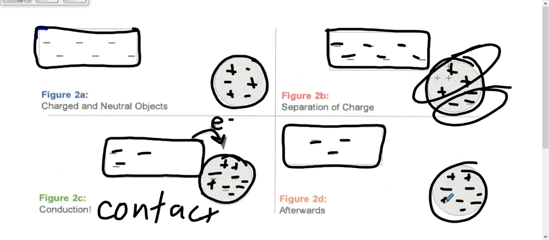So if we count them, there were 3 positives and 3 negatives. Well, now we have an extra 3 negatives as well. So this has 3 positive, and now it's got 6 negatives. So the overall charge is negative. The overall charge over here is negative as well.